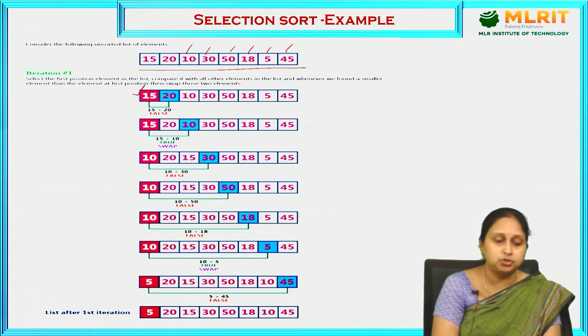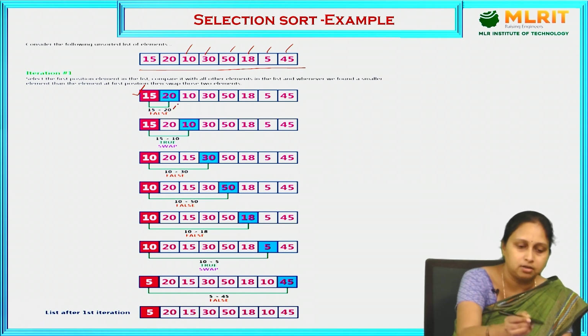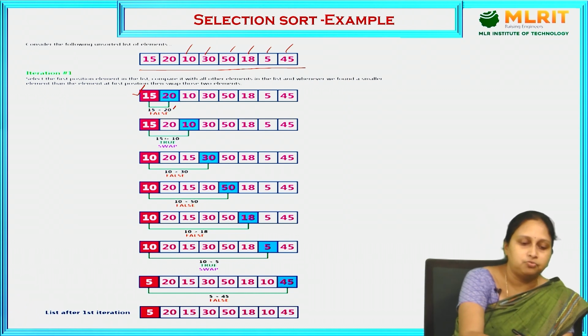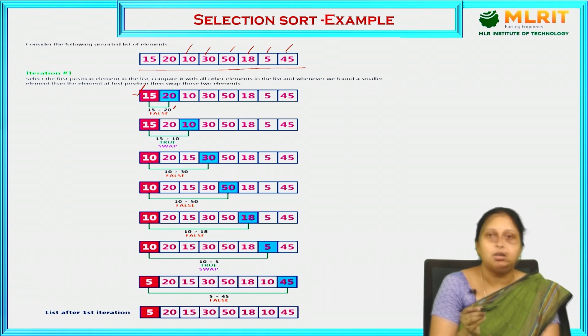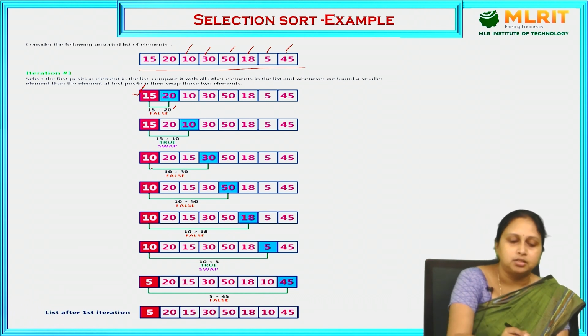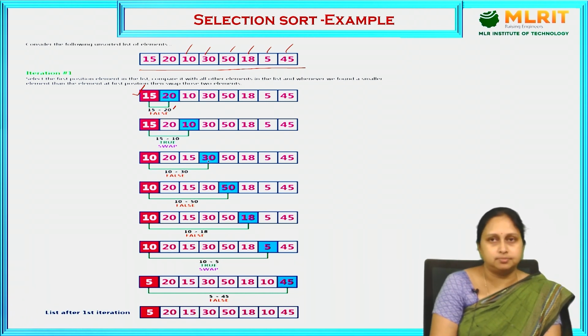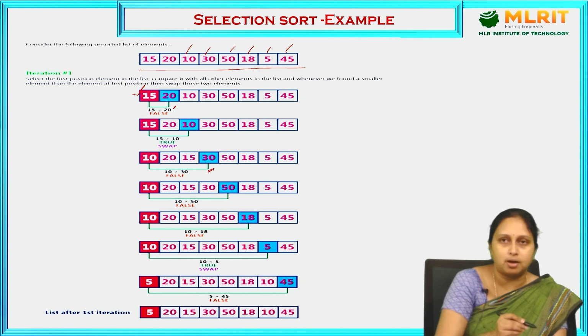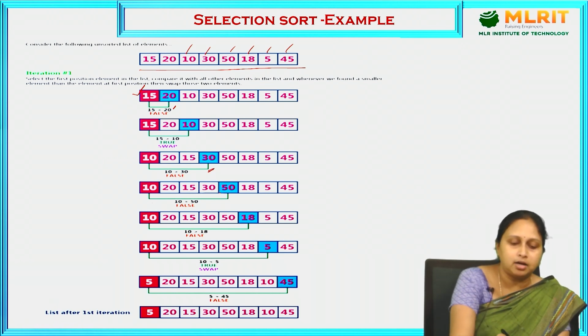The first element which you have taken, compare with the second element. If it is greater, then we are going to perform swapping, but 15 is less than 20, so we are not going to do any swapping. Next, we compare 15 and 10. Is 10 less than 15? Yes, so we perform swapping. Next, check 10 and 30. 10 is compared with the next element, 30. Again 10 is smaller than 30, so we are not going to perform any swapping. Next, compare 10 and 50.